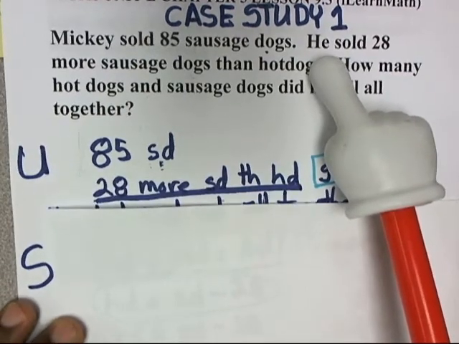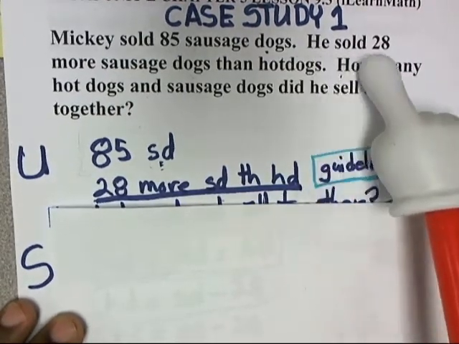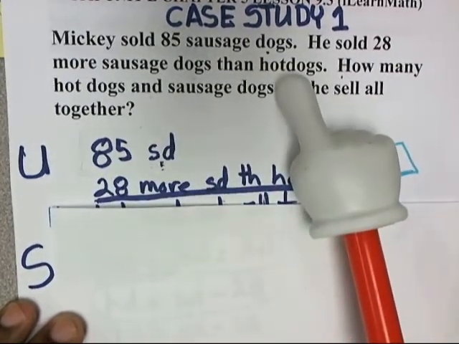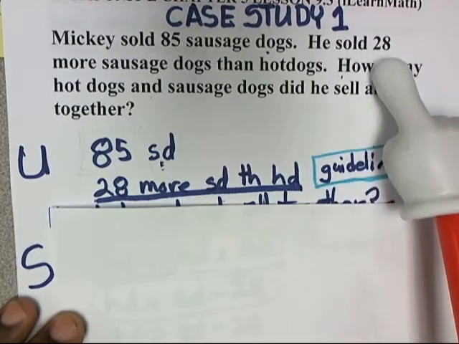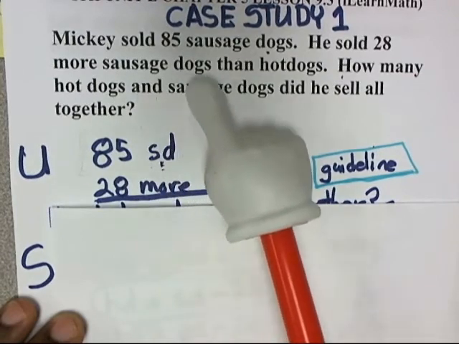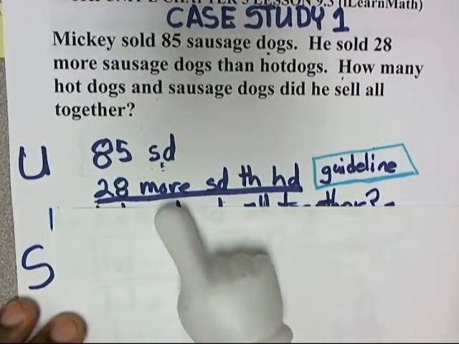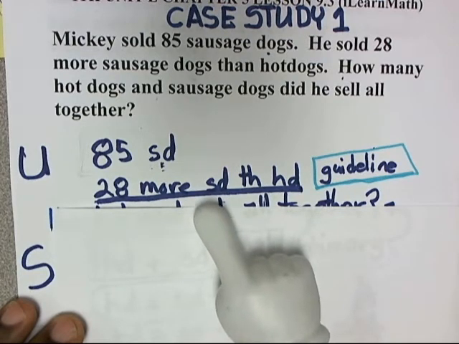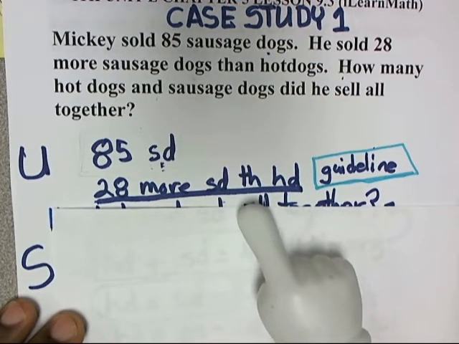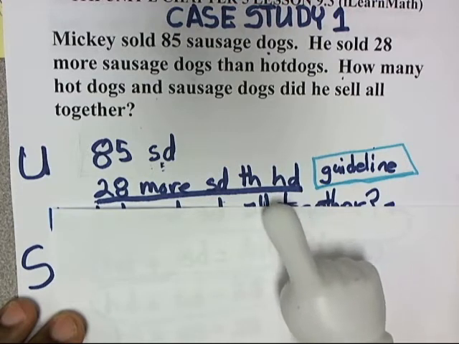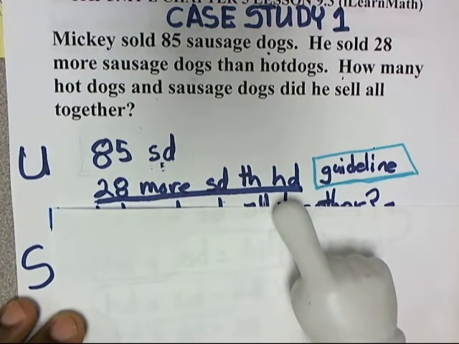Okay, the next sentence is he sold 28 more sausage dogs than hot dogs. So this is very important. 28 more sausage dogs than hot dogs. So I wrote that out: 28 more, and I use shorthand for sausage dog, SD, and I use TH for than, and I use HD for hot dog. It's just to speed up the process instead of writing out the whole word.